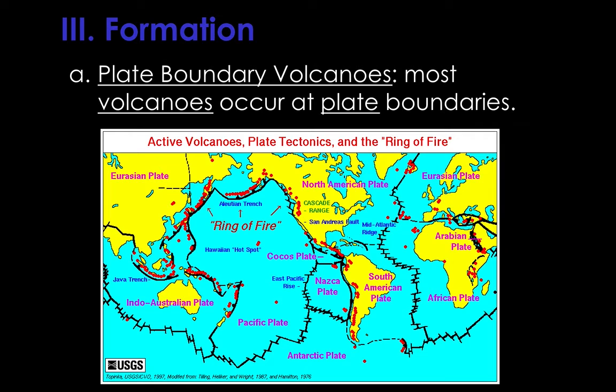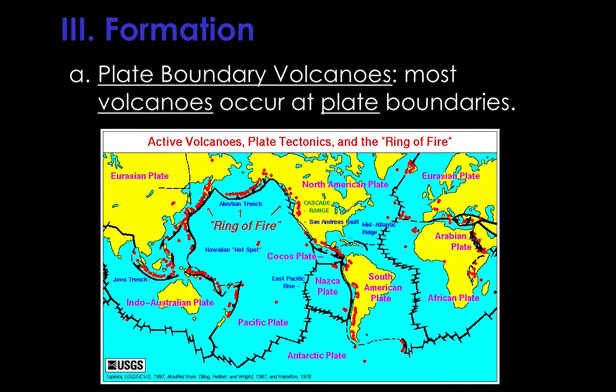So the location of volcanoes is no random accident. You've probably heard of the Ring of Fire before. Or if you haven't, I'll tell you about it now. The Ring of Fire is the most common area for earthquakes and volcanoes in the world, and that's because they land along a plate boundary.